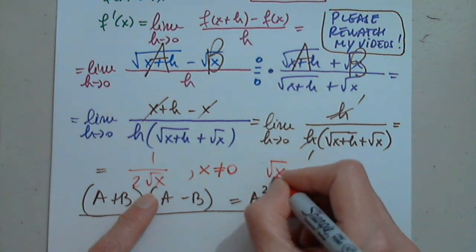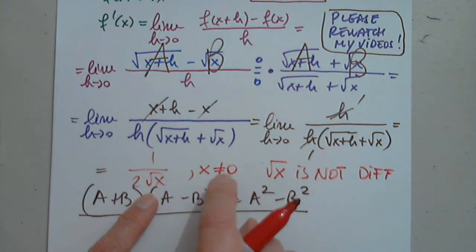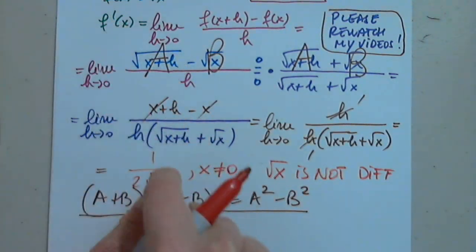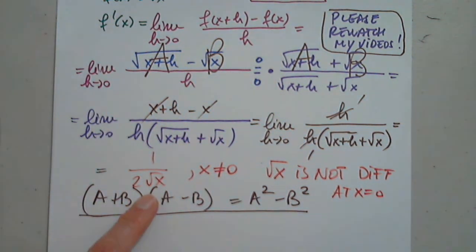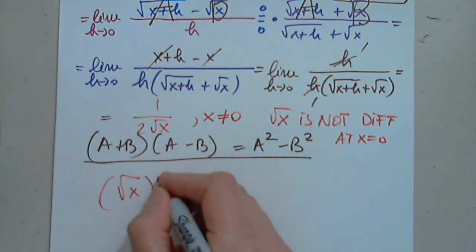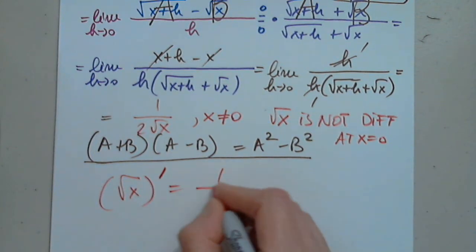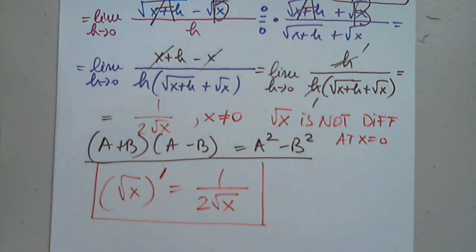The square root of x is not differentiable at 0, because the derivative does not exist at x equals 0. So now moving forward, please remember the derivative of the square root of x is 1 over 2 the square root of x. Carved in stone. Okay. Any questions before we move on?